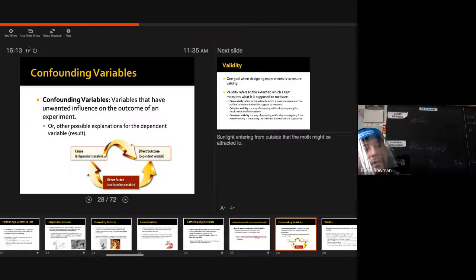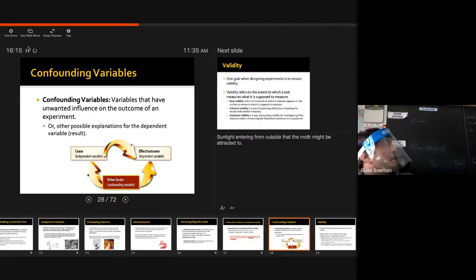So confounding variable, plain and simple, is just an unwanted influence, okay? An outcome of an experiment. So this is an unwanted outcome that might happen or might occur when you're conducting an experiment. So this could cause an issue or disruption with your dependent variable, what you're trying to measure.